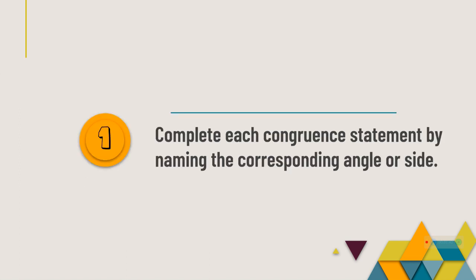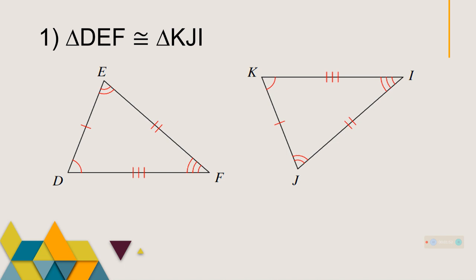So let's proceed with the first activity. You are going to complete each congruency statement by naming the corresponding angle or side. In this slide, we are given that triangle DEF is congruent to triangle KJI. So we are going to take note of the given question below. We have here, segment FD is congruent to what?